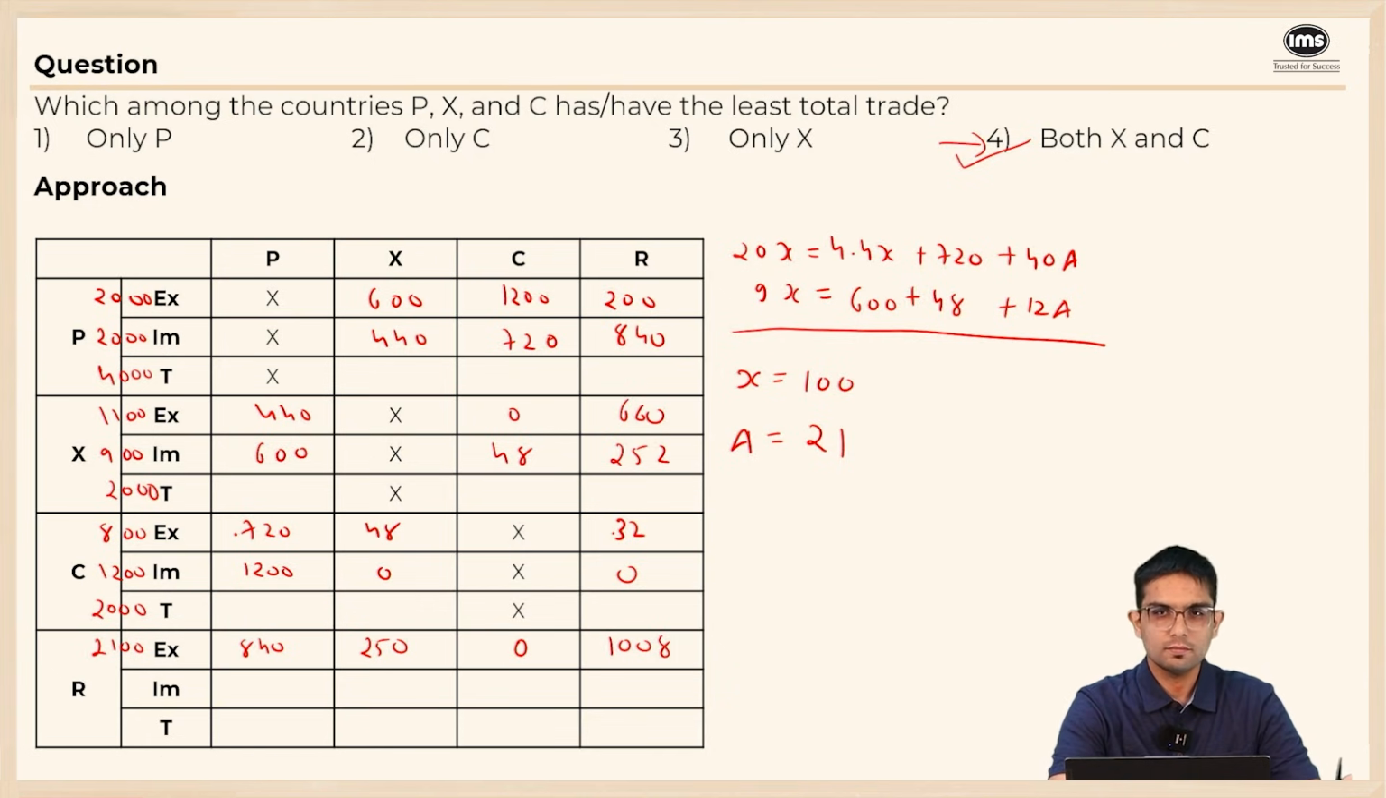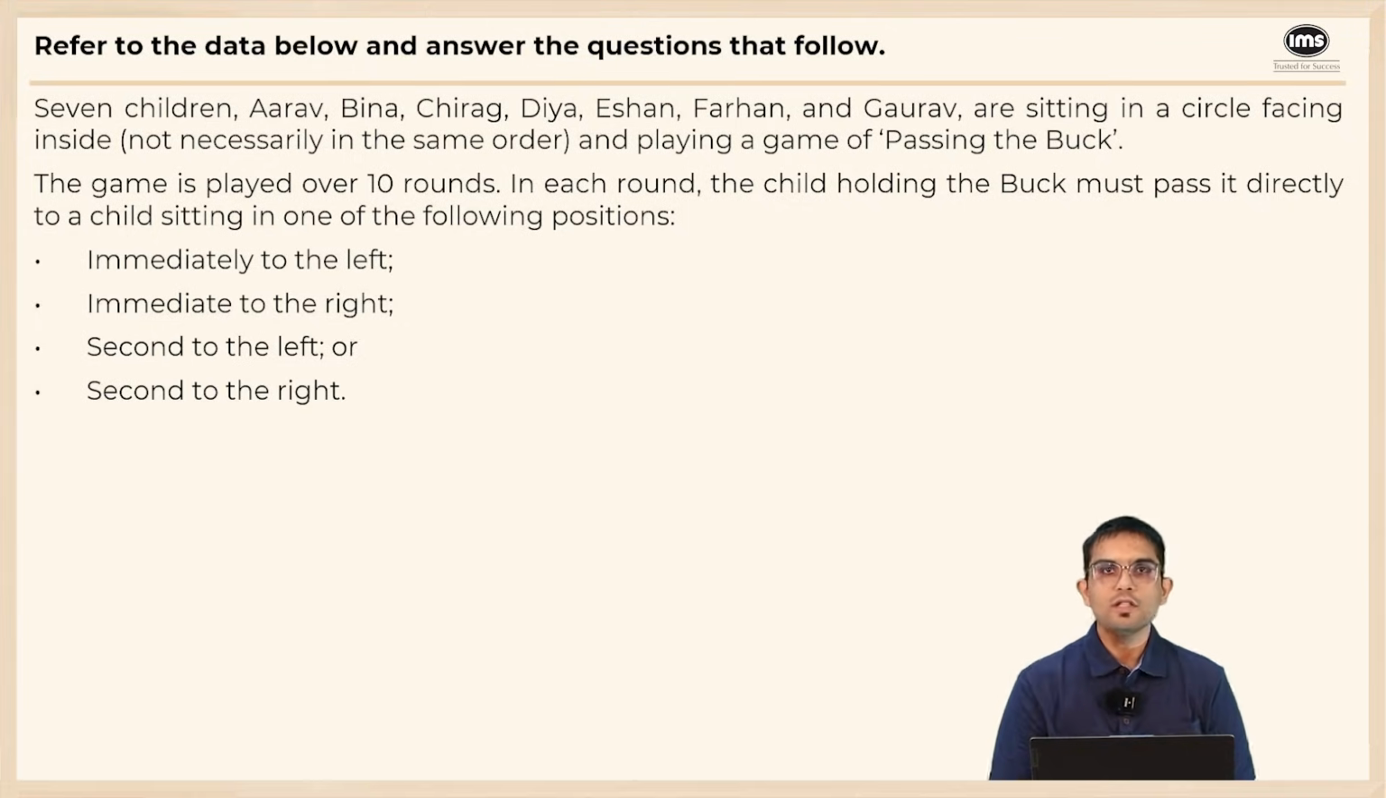The set says 7 children A, B, C, D, E, F, G are sitting in a circular arrangement facing inside, not necessarily in the same order, and playing a game of passing the buck. The game is played over 10 rounds, and in each round the child holding the buck must pass it directly to a child sitting in one of the following positions. And that is important. We need to understand which positions those are. So that is immediate left, immediate right, second to the left or second to the right. So this is the basic set.